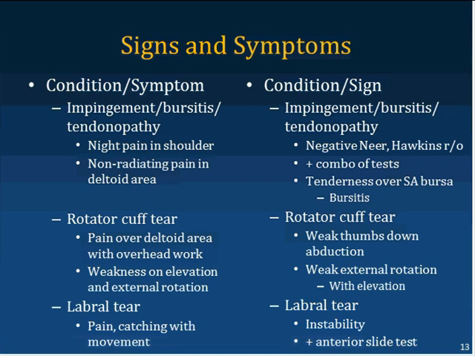Now, if you have a labral tear, there will be pain with motion, but also catching. So what you see on examination is apparent shoulder instability, may not be gross shoulder instability, with an anterior slide test that's positive. So you try to slide the shoulder forward and it moves out of where it's supposed to be.